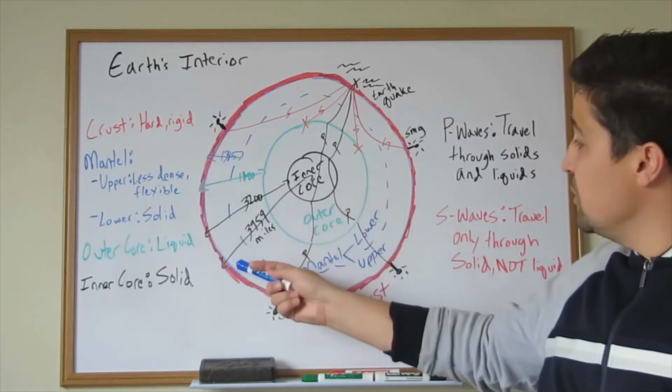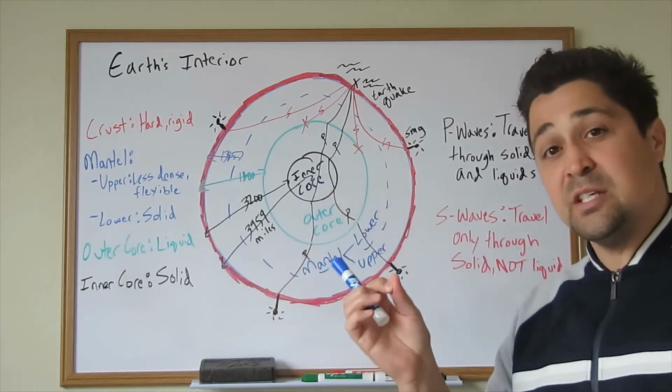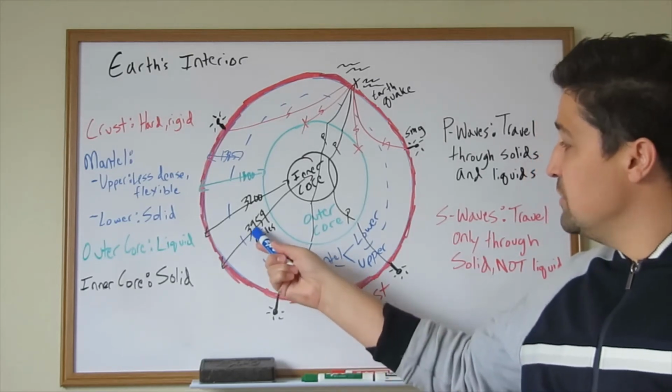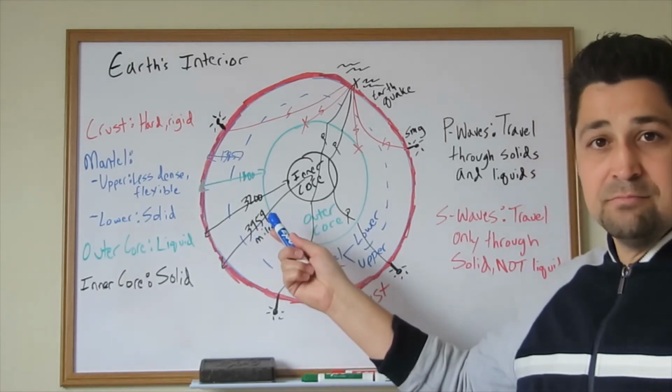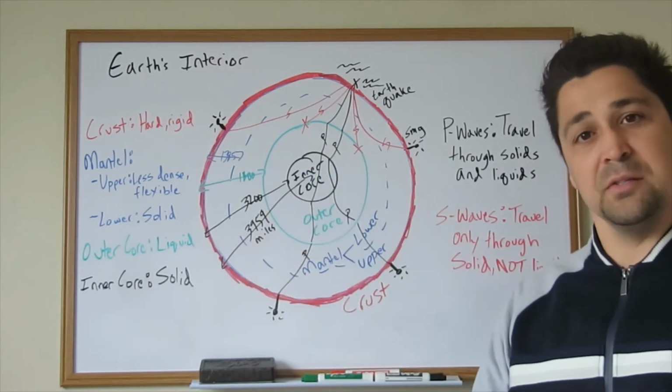Last point I'll make: the radius of the Earth itself, from the crust to the very center of the inner core, is 3,959 miles. For all intents and purposes, 4,000 miles deep. That's how deep the Earth is.